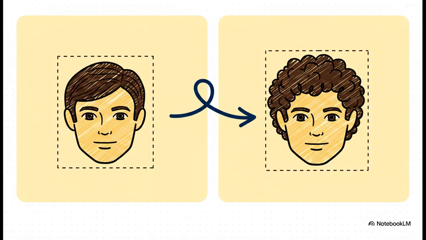Or hey, check this one out. So for this guy, we told the AI, give him curly hair, change the color a bit. But here's the crazy part. Look at what didn't change. His face is identical. Seriously, zoom in. The AI kept his facial structure, his skin tone. It preserved his entire identity. That's the real power we're unlocking here.